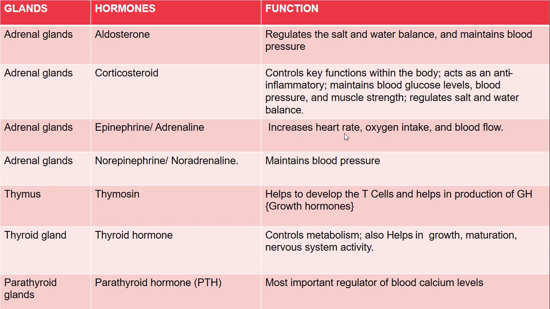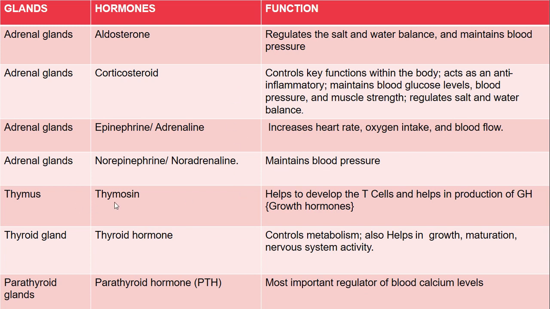The blood which is carrying to the heart needs more oxygen. So the lungs will be expanding and inhaling so much oxygen. So the oxygen intake will be more, the blood flow will be more, and the heart rate will be more. At that time, what is helping is epinephrine or adrenaline, the hormone secreted by these adrenal glands, which helps to increase the heart rate, the oxygen intake and the blood flow. And the norepinephrine or noradrenaline is released in the blood, and it maintains the blood pressure. So these are the 4 hormones.